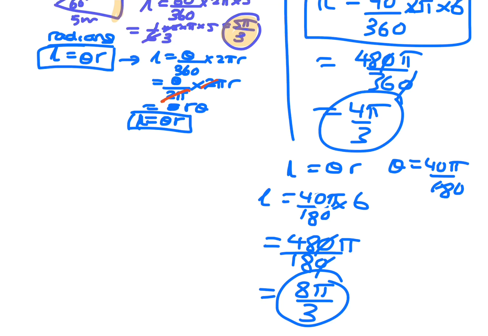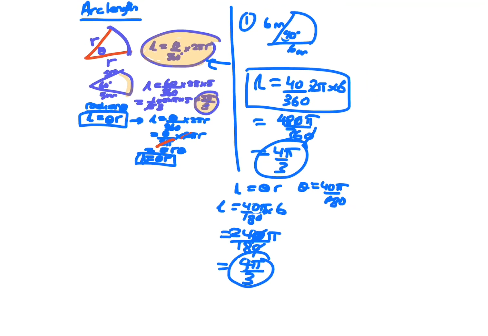Sorry, didn't multiply that real well. Getting a bit tired here. 4 6s are 24, so it's 240. So that means that when you simplify that, you'll actually get your 4 pi on 3. Okay.